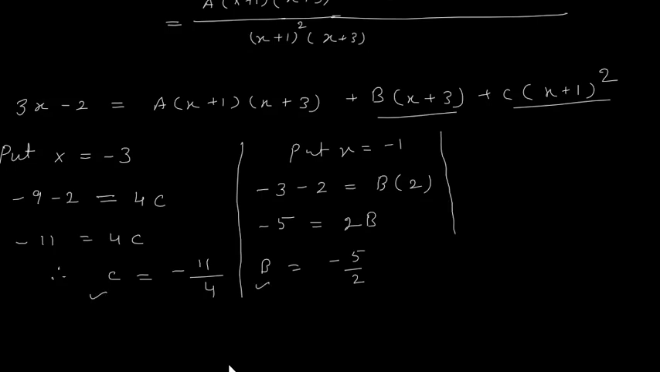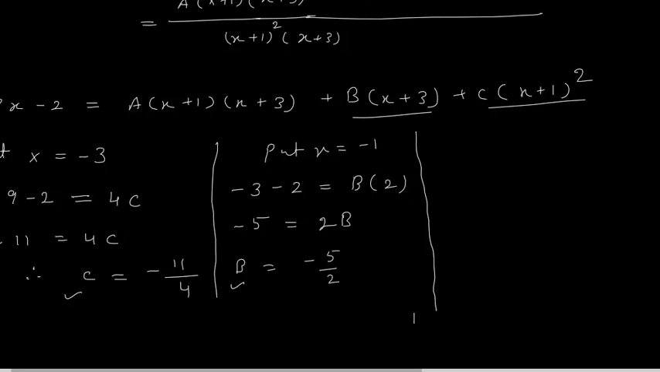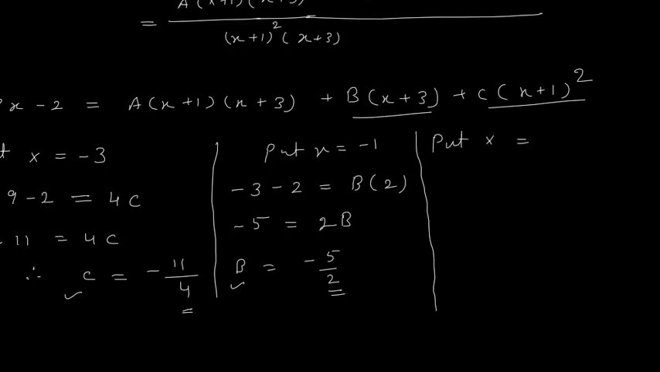Now to get the value of a, there is no substitution available which will give me directly the value of a. In that case what we are going to do is use the value of c as well as the value of b, and put any value of x which we have not put yet. Minus 3 we have put, minus 1 we have put, so I will put x equals any other value, let us say 0. So when I put 0, on the left hand side I get minus 2. On the right hand side, by putting 0, a is unknown, so I will write a into 0 plus 1 is 1 and 0 plus 3 is 3. So 1 into 3, I will write 3. So minus 2 is equal to a into 3.